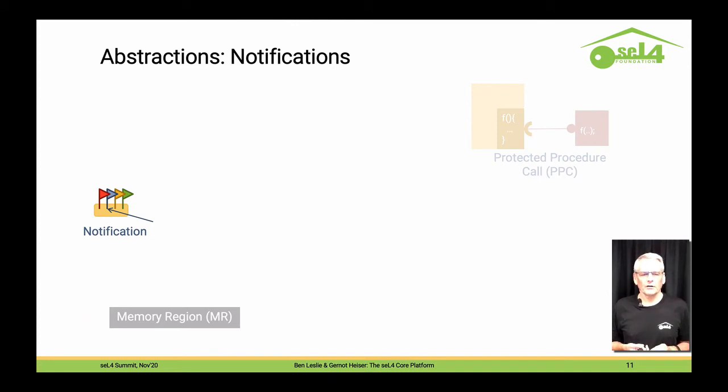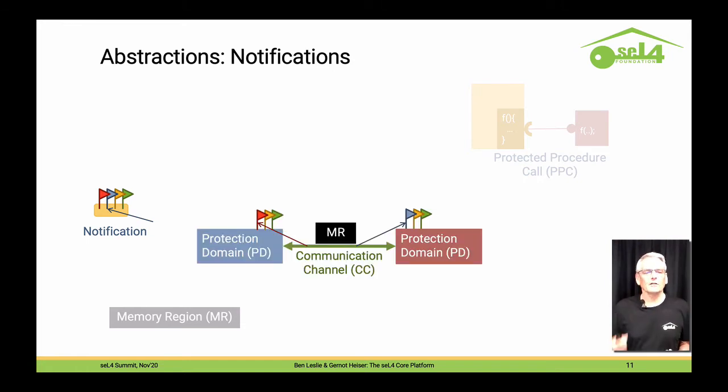And the next one is notifications, which are already mentioned. They are associated with protection domains, and they get signaled through this communication channel. So if you have two protection domains sharing a communication channel, then one protection domain can signal the other one. And of course, that is used for synchronizing communication when you use zero-copy communication via the memory region associated with the channel.